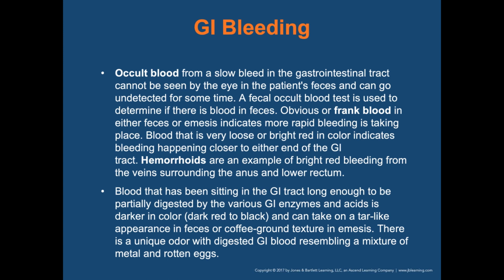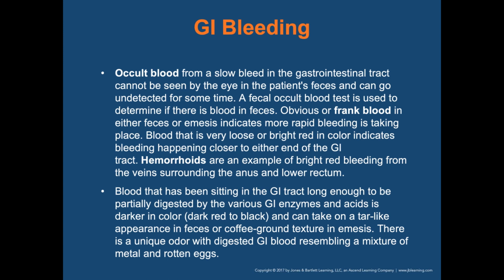All right. So obvious or frank blood in either feces or emesis indicates more rapid bleeding is taking place. Blood that is loose or bright red in color indicates bleeding closer to either end of the GI tract. Hemorrhoids are examples of bright red bleeding from the veins surrounding the anus and lower rectum. Blood that has been sitting in the GI tract long enough is digested by the various GI enzymes and acids and is darker in color, very dark red, and can take a tar-like appearance in feces or coffee ground texture in emesis.